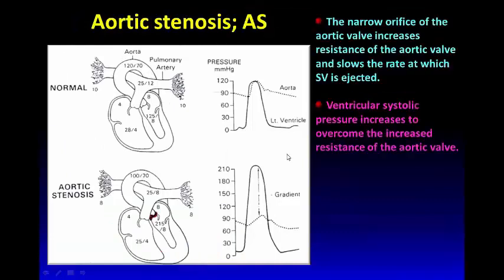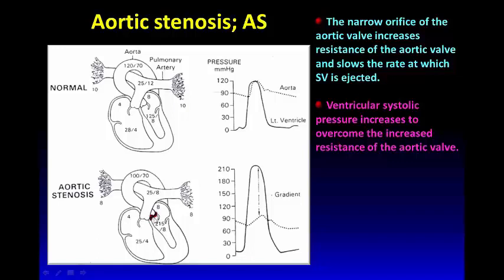Let's now describe the hemodynamics of aortic stenosis. We mentioned that in aortic stenosis there is narrowing of the aortic valve orifice. This narrowing increases the resistance of the aortic valve. So during ventricular systole, the left ventricle should work harder in order to overcome the increased resistance of the aortic valve and eject the stroke volume.